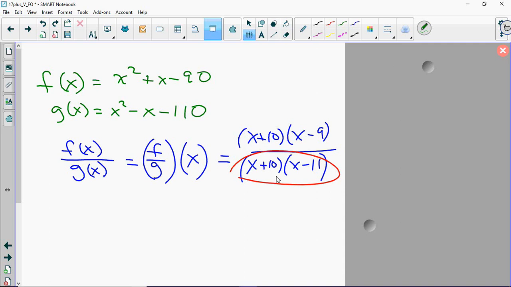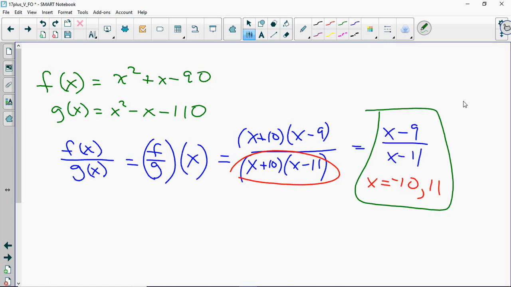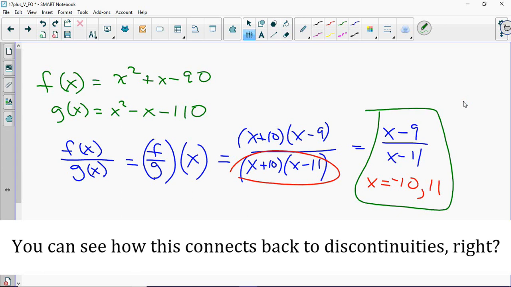But I've got this circled already. We need to be really careful about this denominator because what are we not allowed to divide by? 0, right? So this quotient, f divided by g, is only valid as long as x is not equal to negative 10 or 11. Otherwise, though, yeah, the quotient is just equal to x minus 9 divided by x minus 11.